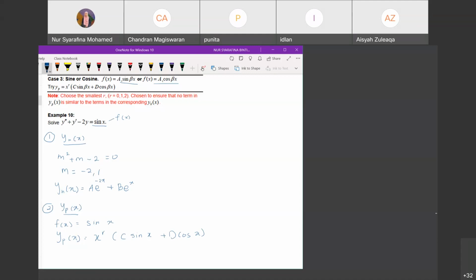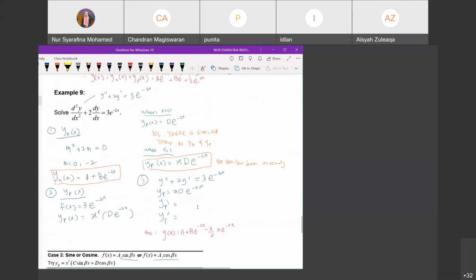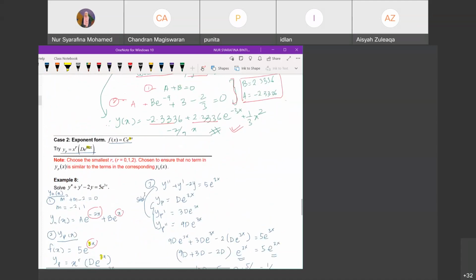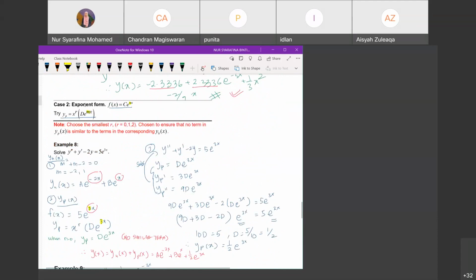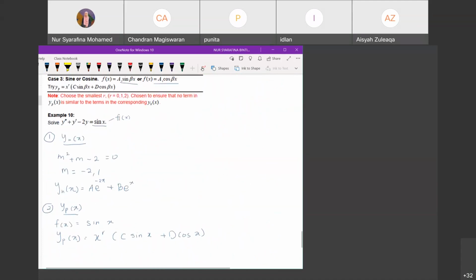This is quite identical with the exponential. If your function is C e to the mx, then your yp should be x to the power of r, G e to the mx. The m value here must follow the m value in the function. So the same here: the beta value should follow the beta value in the function, where it is sine 1x. So beta is 1, so sine x. Now you have your yp.